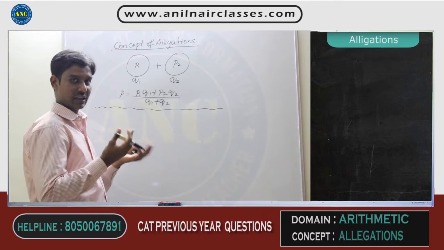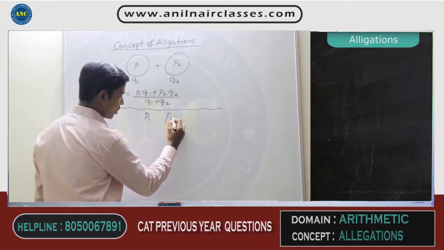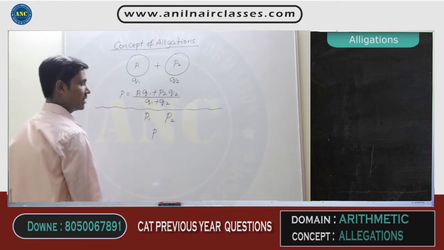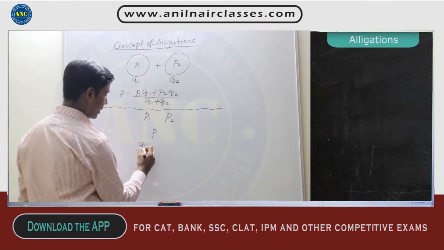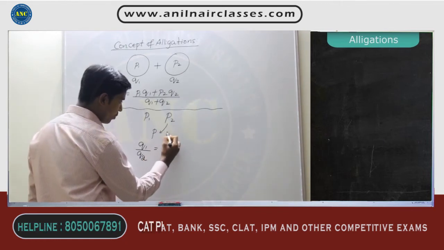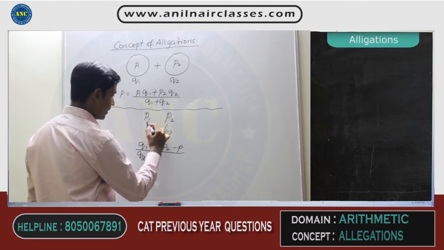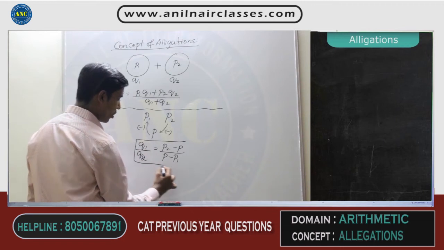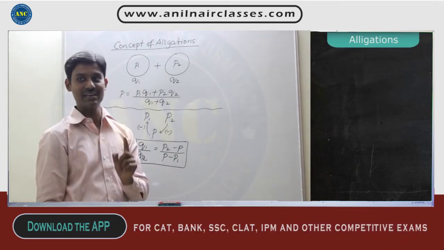But alligation is nothing but the reverse of mixture. The prices of the two products will be given. Average price is given as P, right? You need to find the ratio in which the two products are mixed. That means Q1 by Q2 ratio we need to find. This is given by P2 minus P, that means highest minus average, divided by P minus P1, average minus the lowest. How you got this ratio, how you got the relationship, we have completely discussed in detail in our regular class.